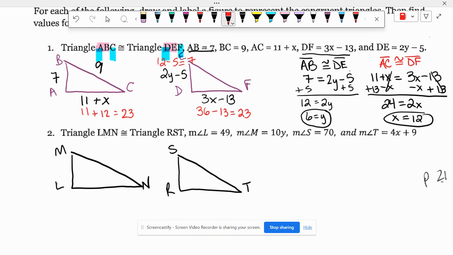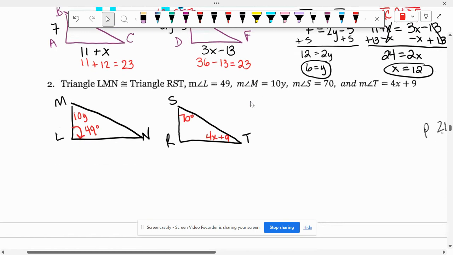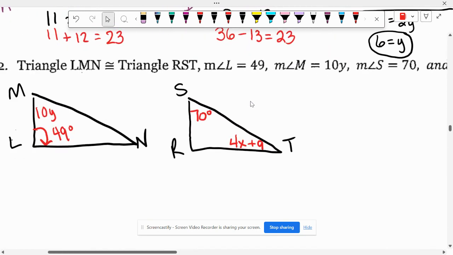So it says that the measure of angle L is 49 degrees. And the measure of angle M is 10y. And then it says the measure of angle S is 70 degrees. And the measure of angle T is 4x plus 9. What do you think? How would you go about solving this?